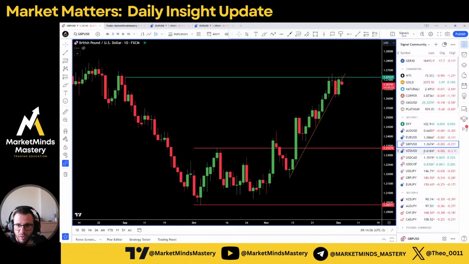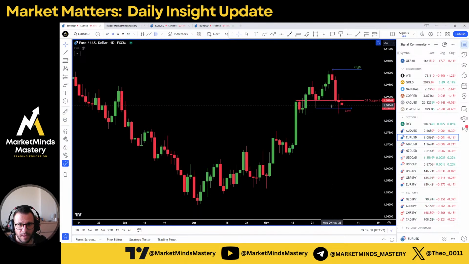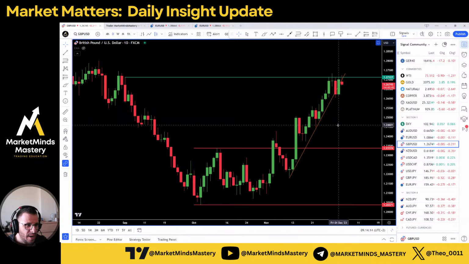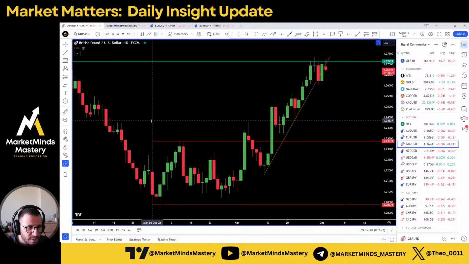Now the euro made a lower low here. The pound still makes higher highs, so you have to understand which one is stronger.